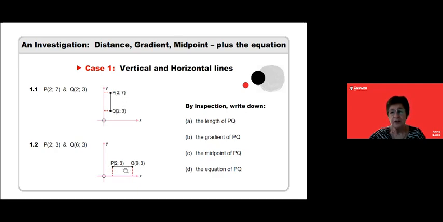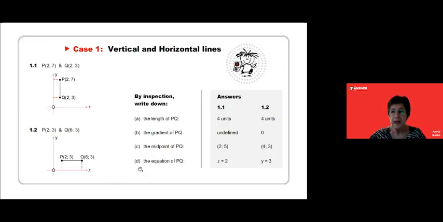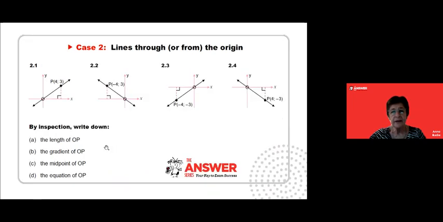The y-coordinate of the midpoint will be 3, like those two, P and Q, but the x-coordinate will be halfway between 2 and 6. I've just included the answers just to share with your learners, and then case 2. Case 2 are lines that go either from or through the origin.